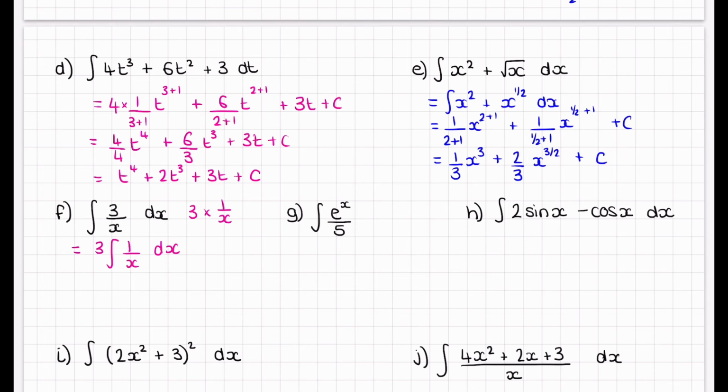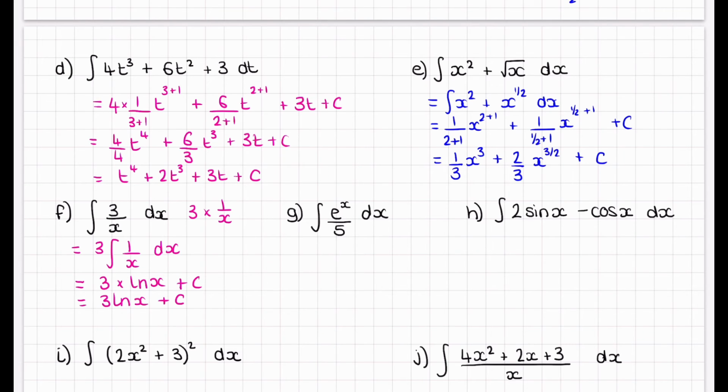And now with this, it's knowing that the integral of 1 on x would be ln x. So think about your derivatives and what they were. So derivative of ln x, 1 on x. So obviously when we anti-differentiate, it goes back. So this one would be 3 times ln x plus c. So obviously just 3 ln x plus c.